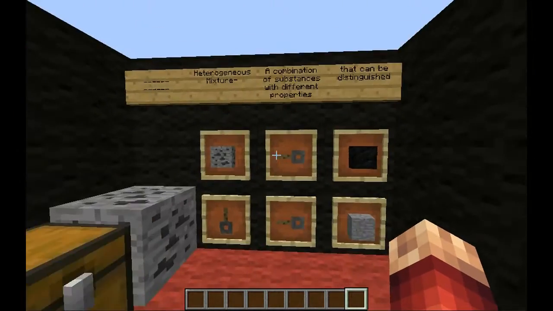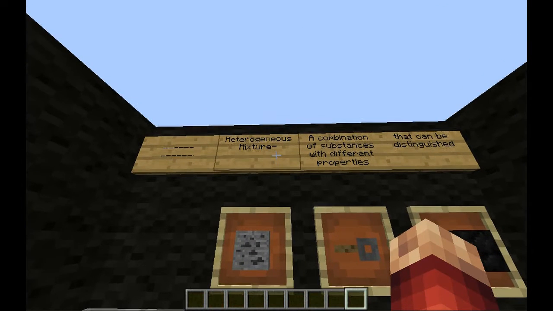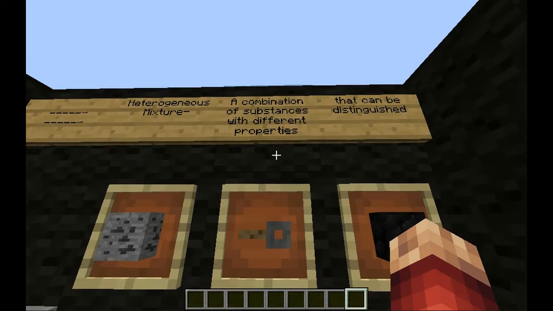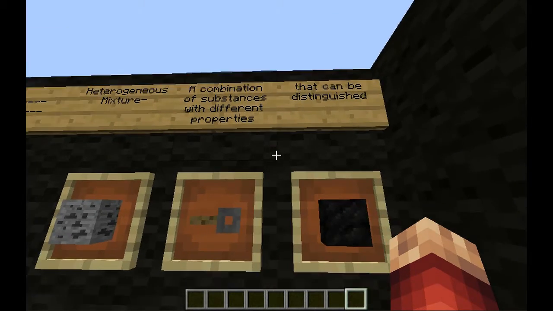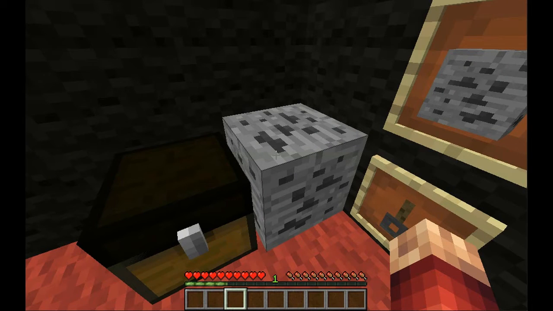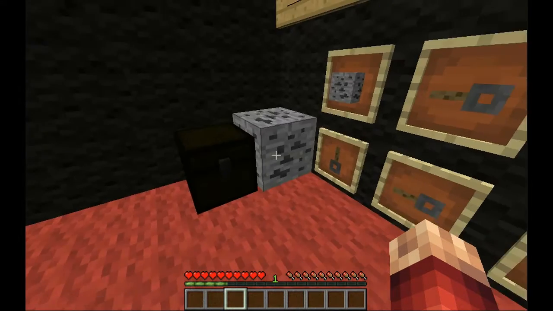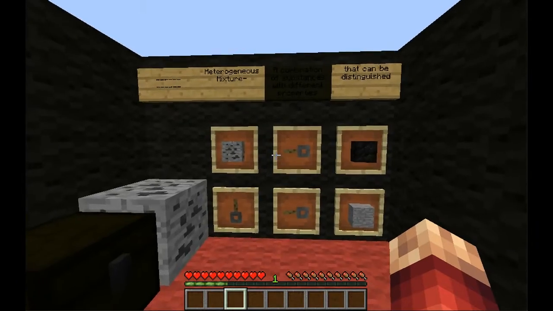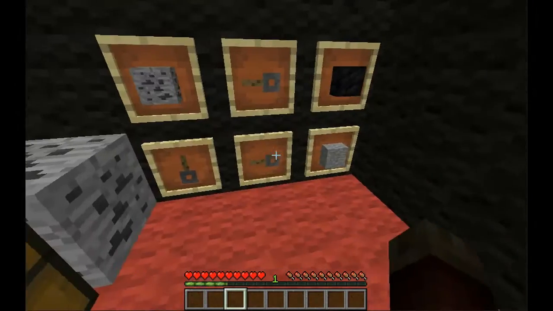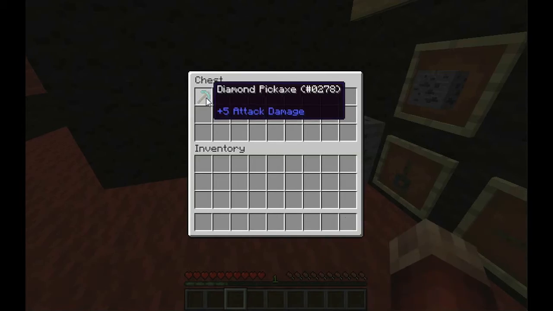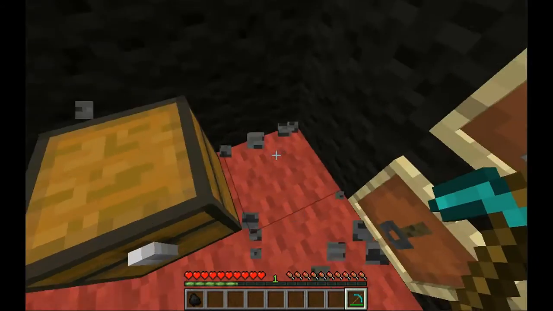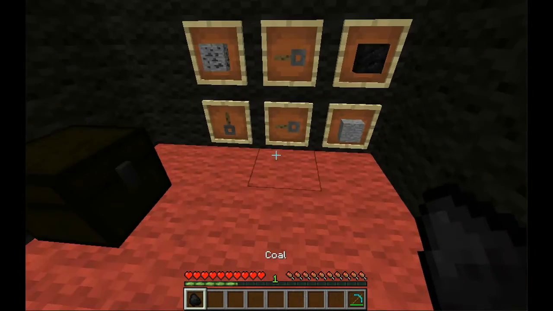The next demonstration we have is about heterogeneous mixtures. A heterogeneous mixture is a combination of substances with different properties that can be distinguished, like this coal ore, because you can see that there's multiple things in it, like coal and stone, because you can break it up into coal and stone. And if I just grab this pickaxe here and mine it, you see that it breaks into coal and stone, just like you can break up a mixture.